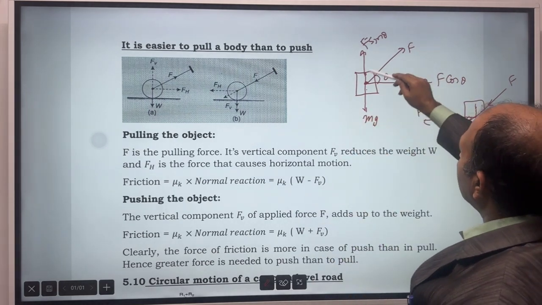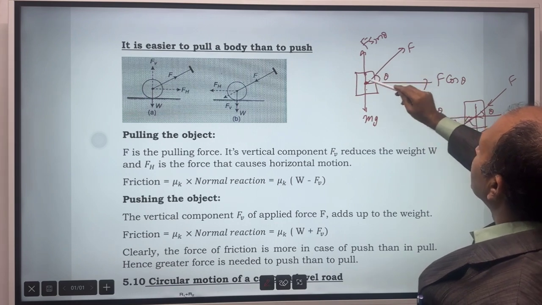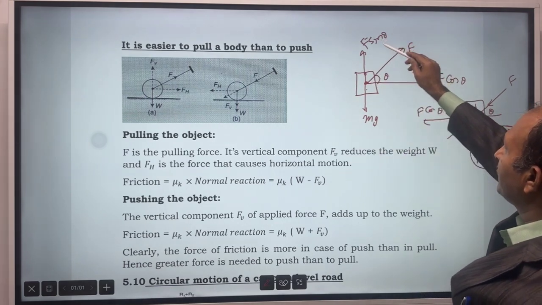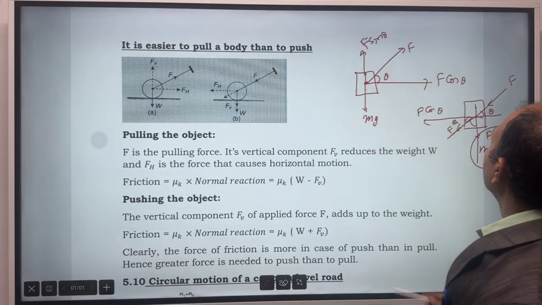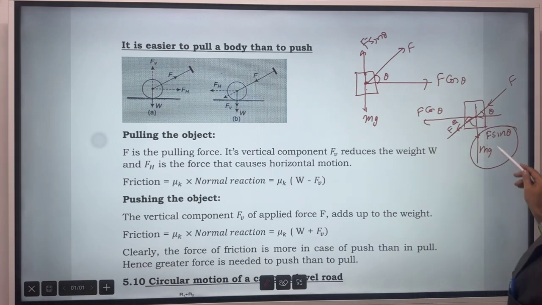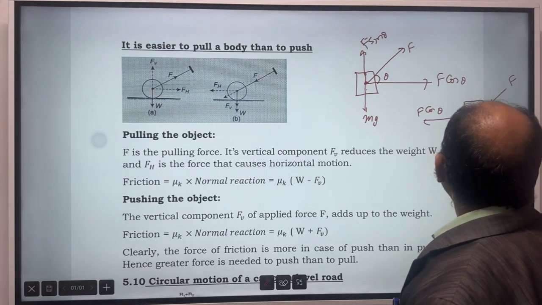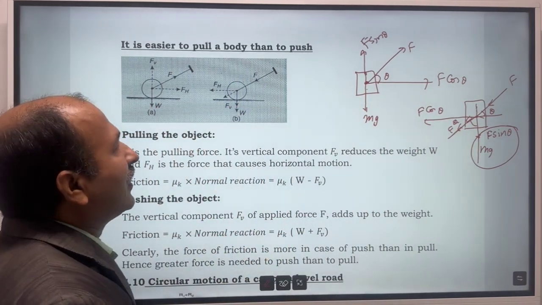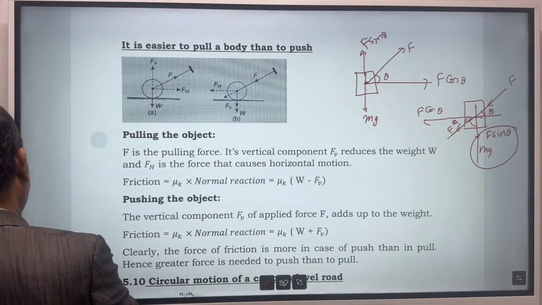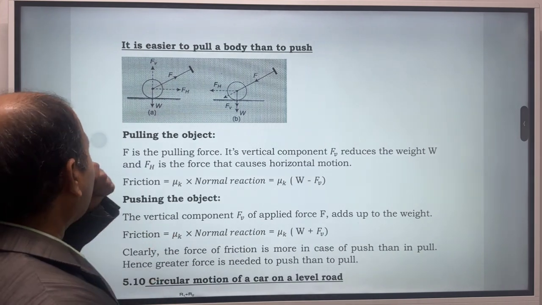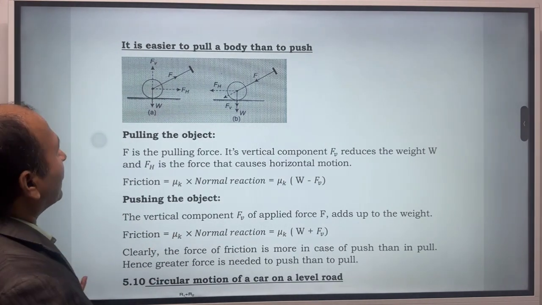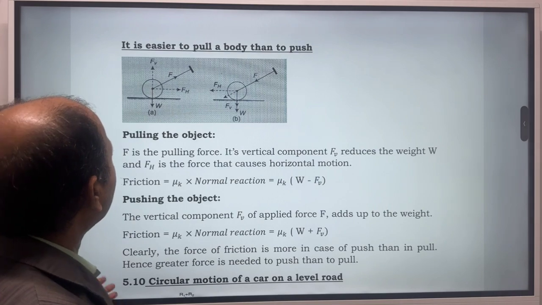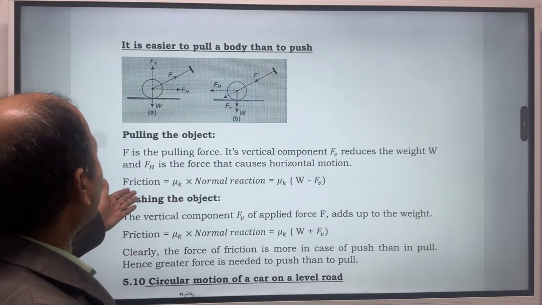It means in case of pulling, the body becomes lighter by F sin theta, meaning weight is reduced by that factor, whereas in case of pushing, the body becomes heavier by the factor of F sin theta. So we are adding F sin theta to mg. So definitely it will be easier to pull than to push. Same thing is explained here. If you consider friction also, there will be another force in addition to what I have told you.